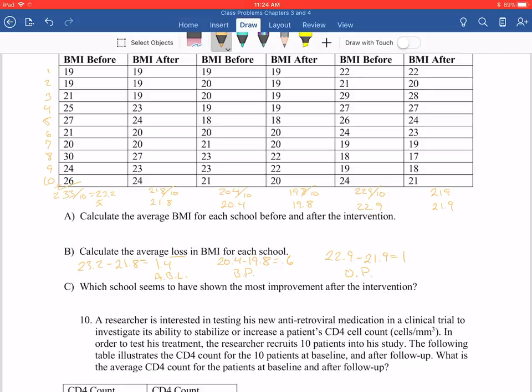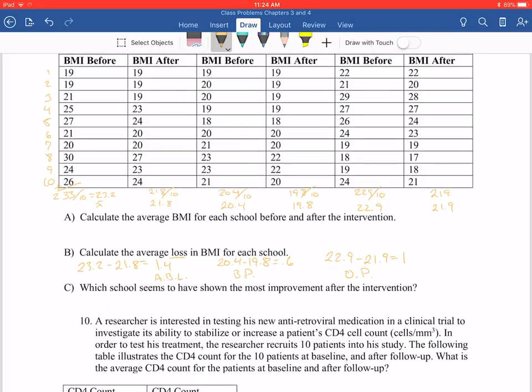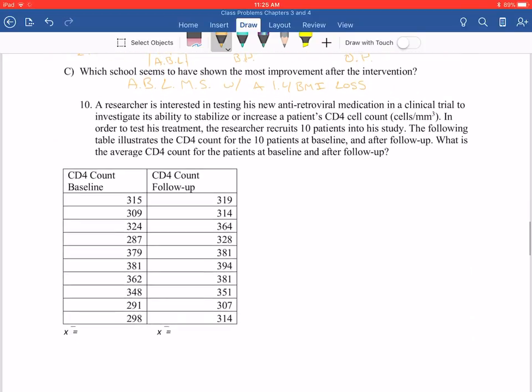C is which school seems to have shown the most improvement after the intervention. So if we're looking at weight loss, right, our BMI, and taking that into consideration, the most improvement would be the largest number here, and that's going to be the Alice B. Landrum Middle School. So we would say that the Alice B. Landrum Middle School showed the most improvement with a 1.4 BMI loss. All right, and that is number 9.